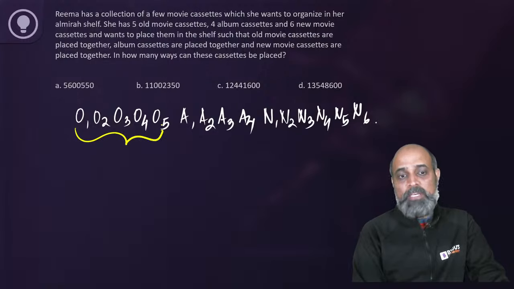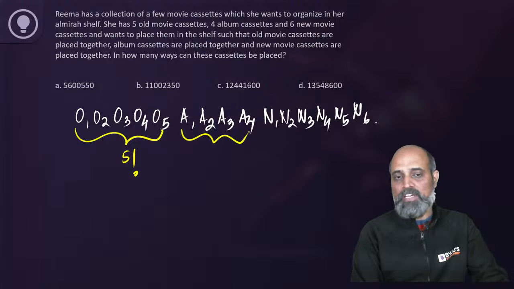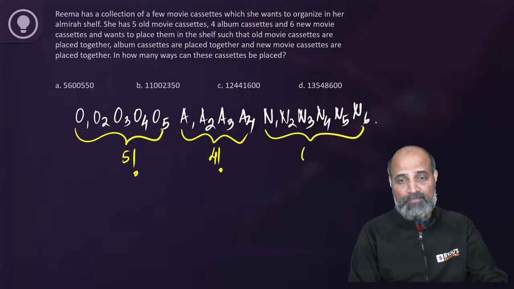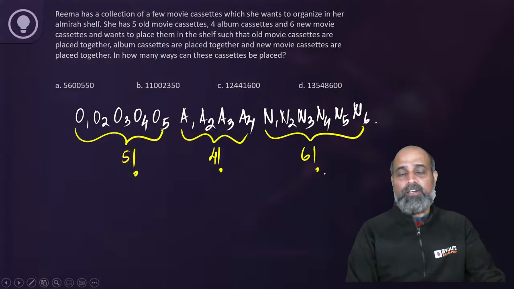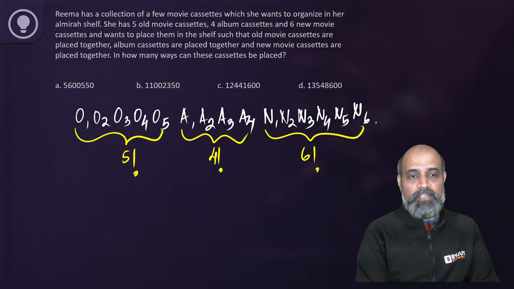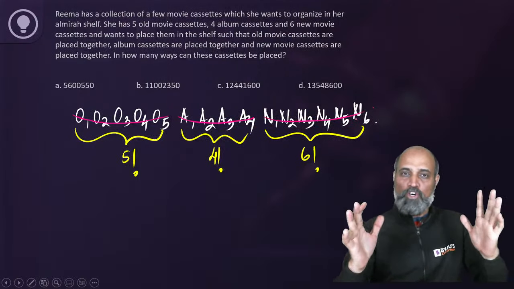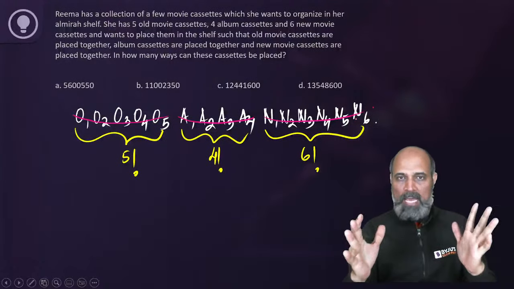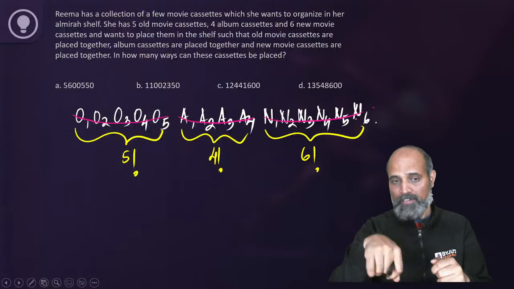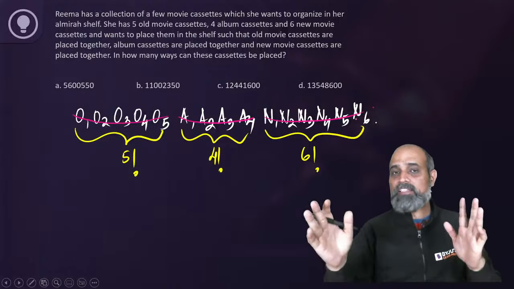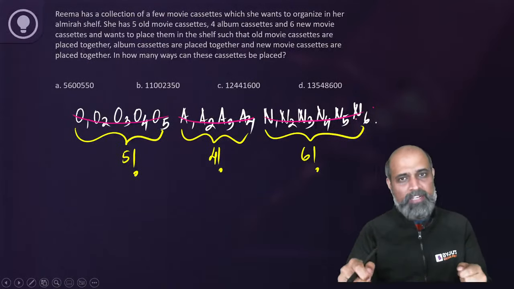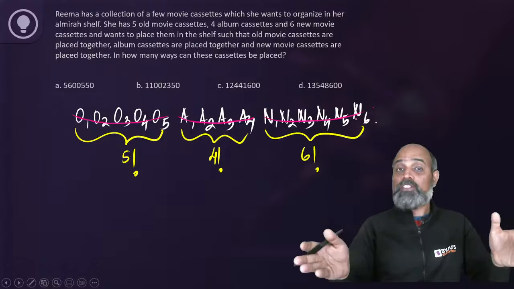So, in how many ways can we arrange these 5 itself? In 5 factorial ways. In how many ways can we arrange these 4 album? 4 factorial ways, and these 6 new cassettes? 6 factorial ways. Okay. Now let's do one thing. इनको ना rubber band से बांध देते हैं. All these 5 old movie cassettes rubber band से बांध दिया. 4 albums, using a rubber band we bind them together, and these 6 new movie cassettes इनको भी bind कर लिया. Now you have only 3 objects now.